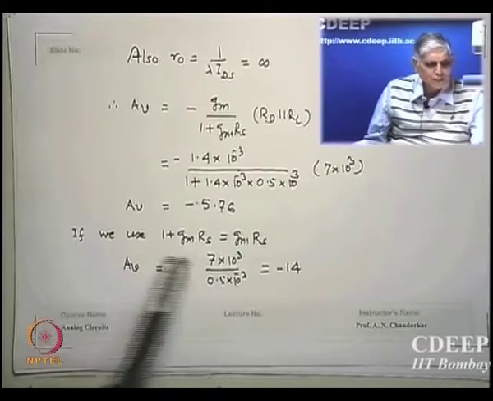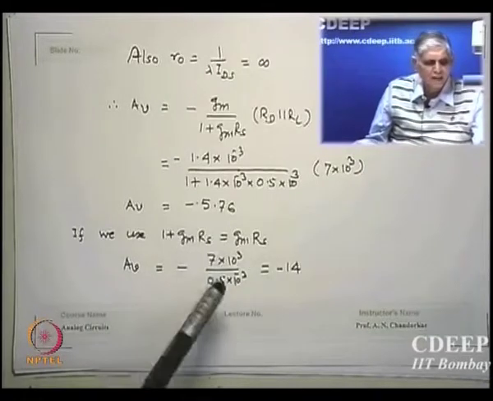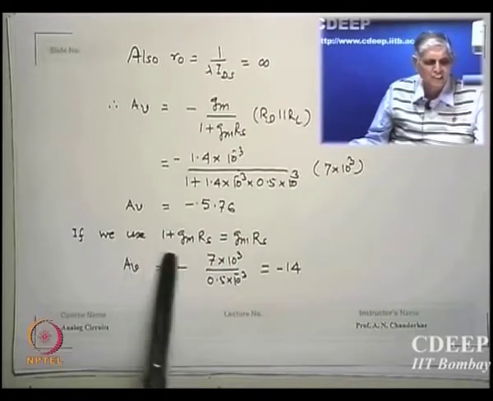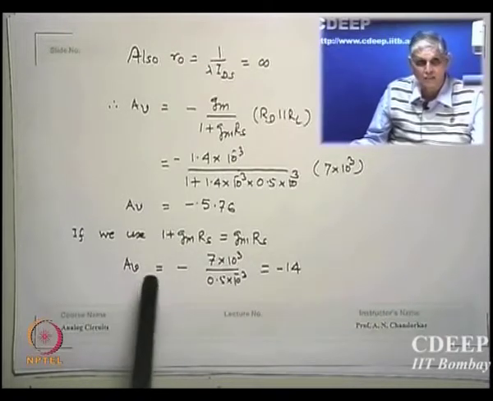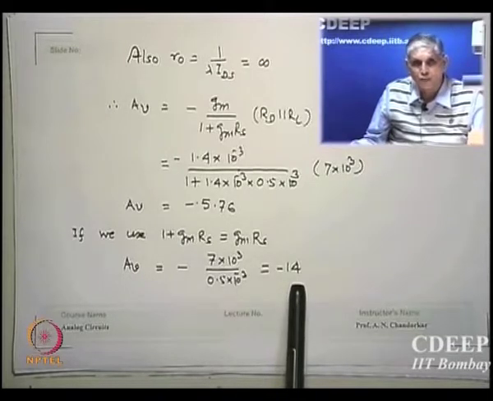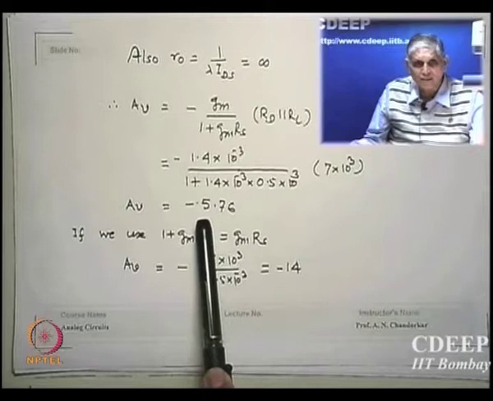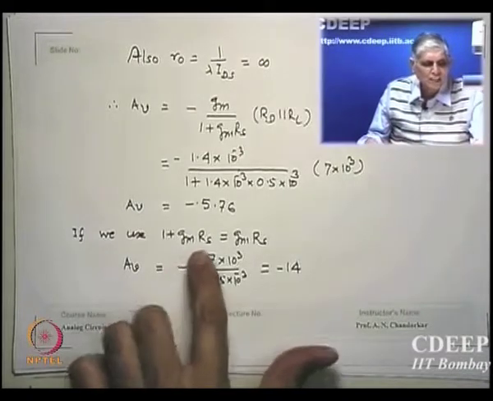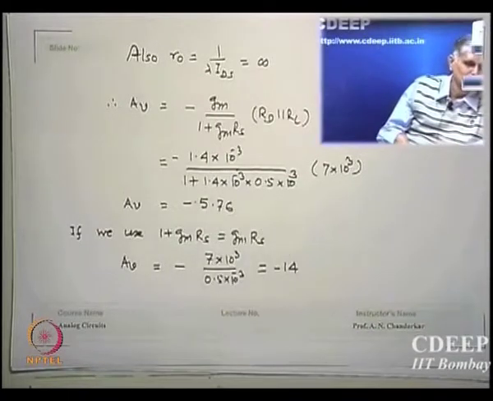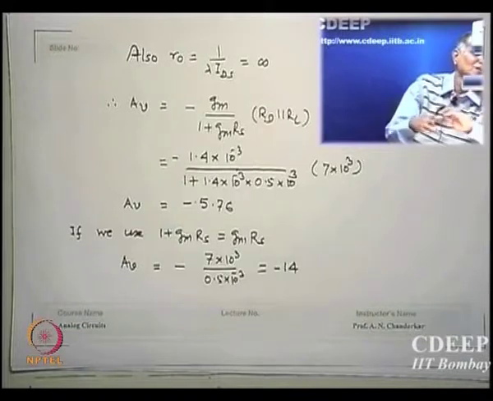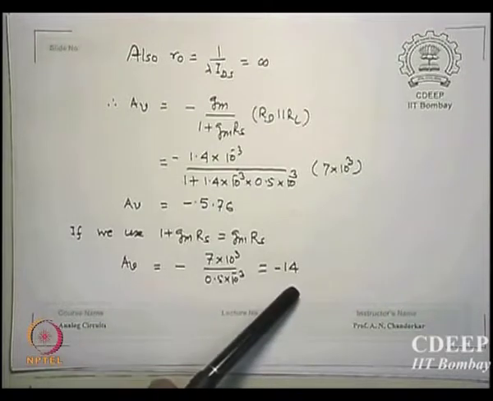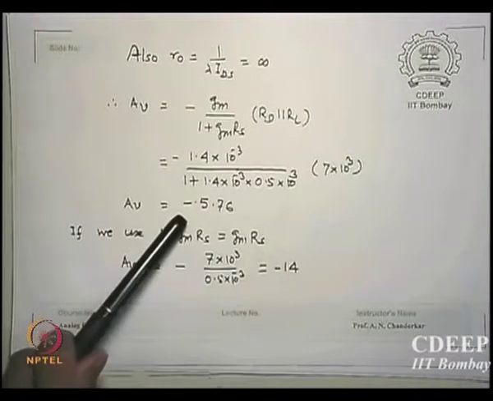If you use 1 plus gmRS as gmRS, then RD by RS, look at the value now. Since gmRS is not very large compared to one, if I use this expression then I get a gain of 14, whereas if I use the exact expression... Why I am saying this? It means this identity is not correct for the values given here. Is that clear? If gmRS is not much larger than 1, you may land in such a situation, you may get much larger gains which actually do not exist, okay.